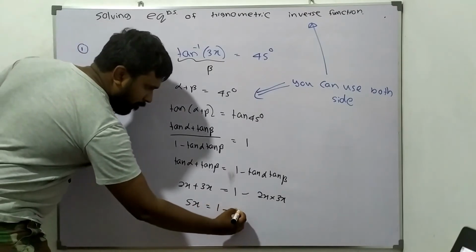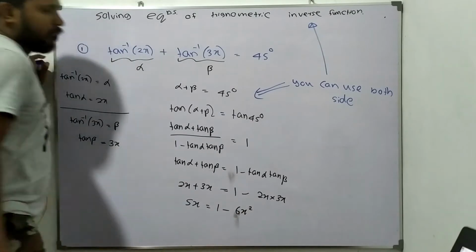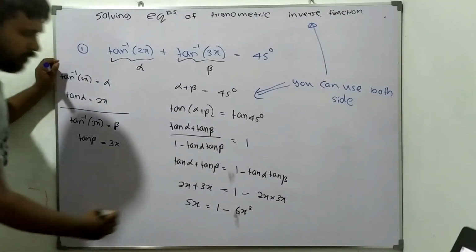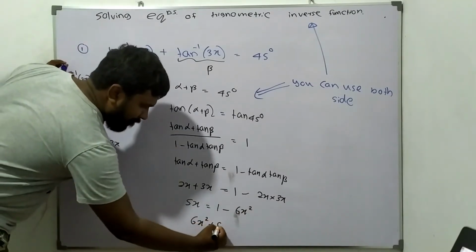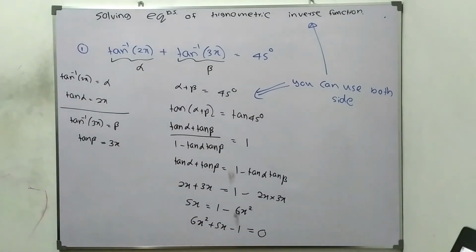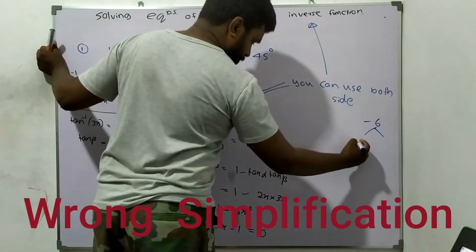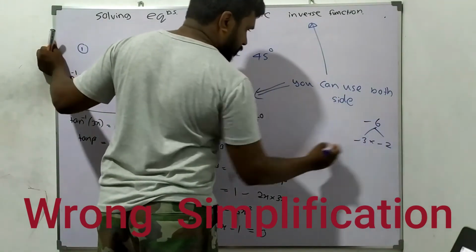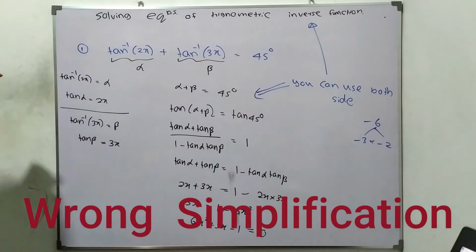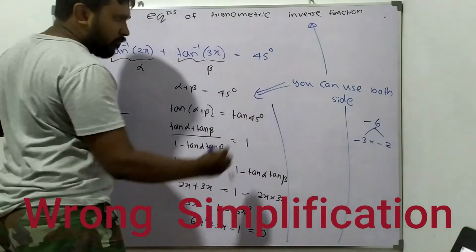Okay, this is 1 minus 9x squared, sorry, 6x squared. Then we can simplify it. 6x squared plus 5x minus 1 equals 0. Solutions will be minus 3 and plus 2.